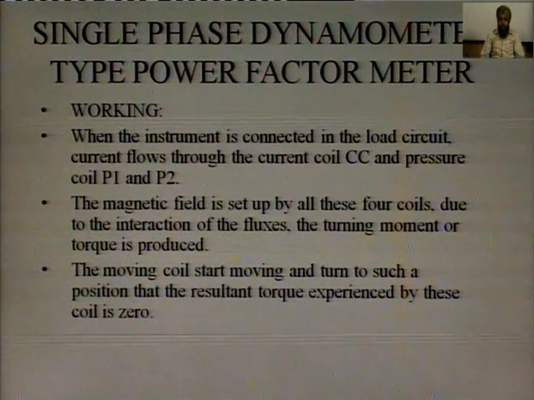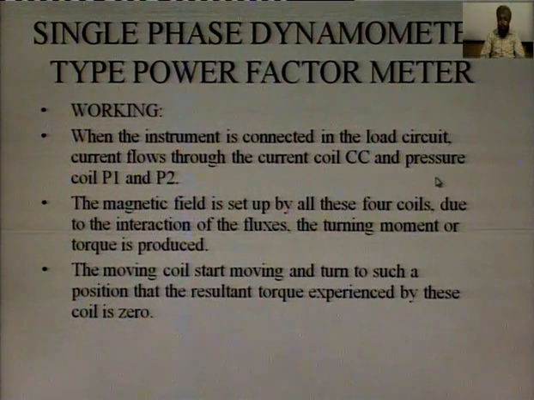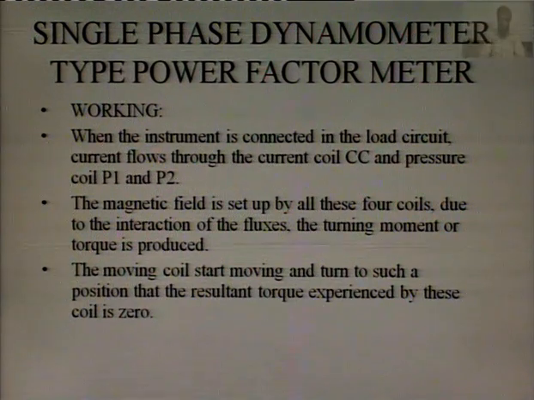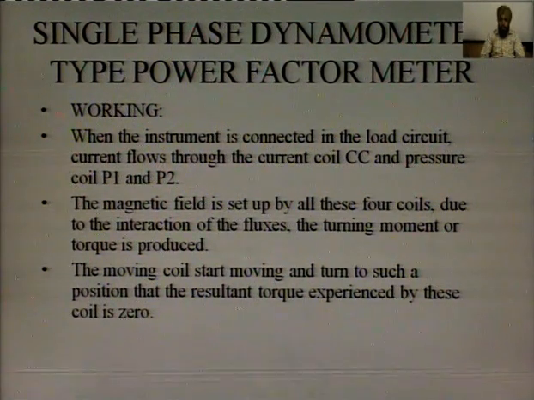Now the working of the dynamometer type power factor meter. When the instrument is connected in the load circuit, current flows through the current coil CC and pressure coils P1 and P2. The magnetic field is set up by all these four coils, and due to the interaction of the fluxes, a turning moment or torque is produced. The moving coil starts moving and turns to such a position that the resultant torque experienced by the coil is zero.